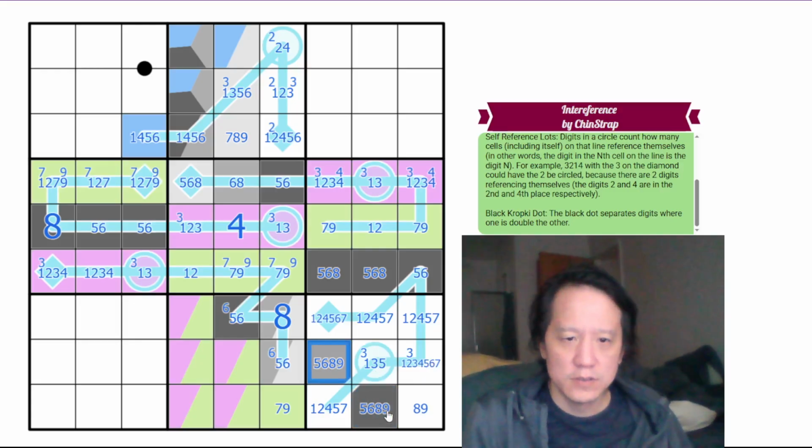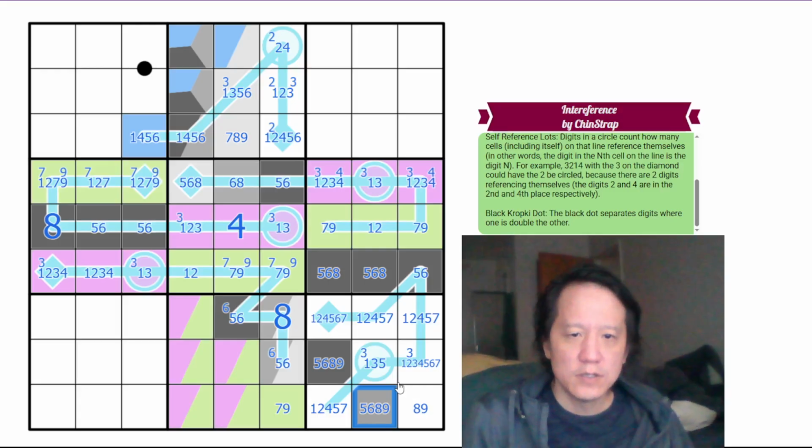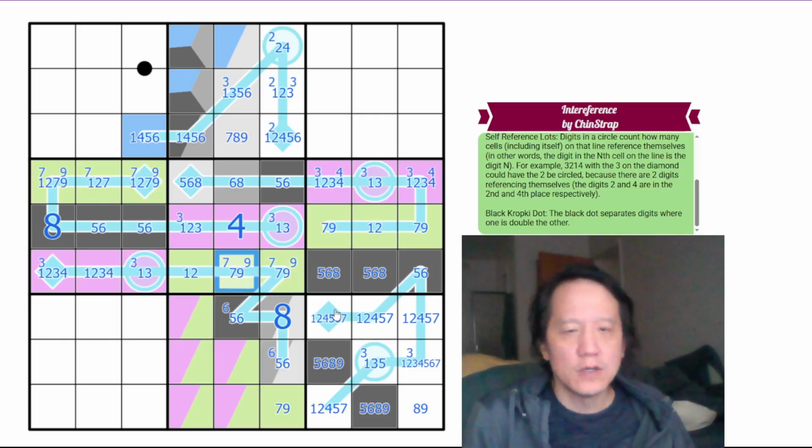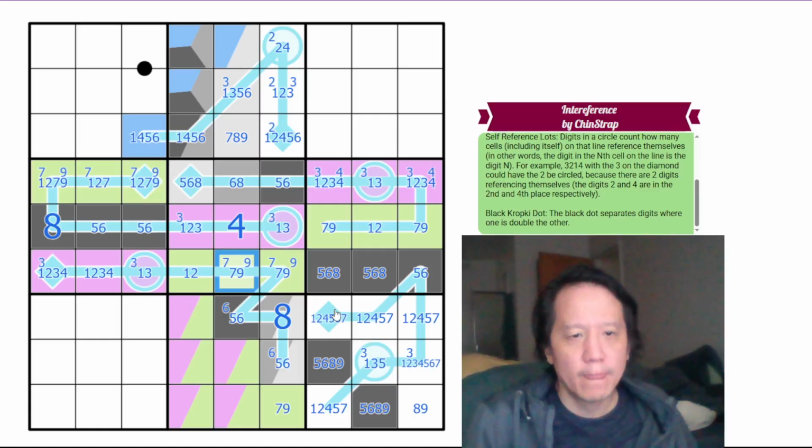Interesting. What does that mean? This cannot be light. That's one thing that it means. Or I guess it could be light, actually, because 8 could be there still.